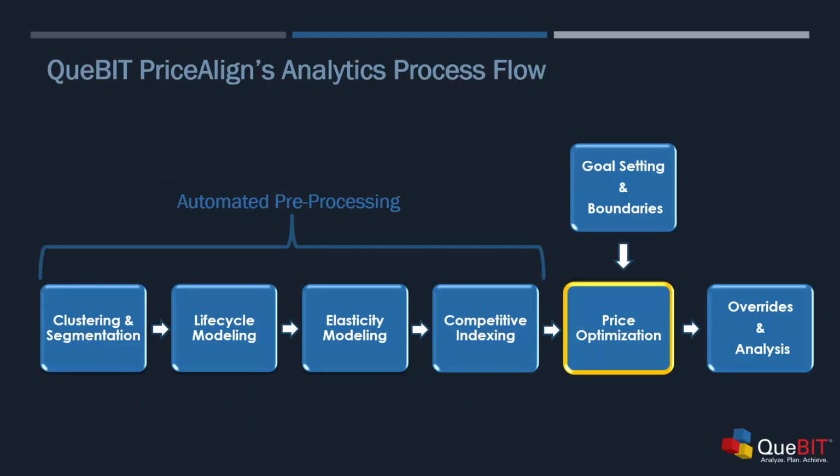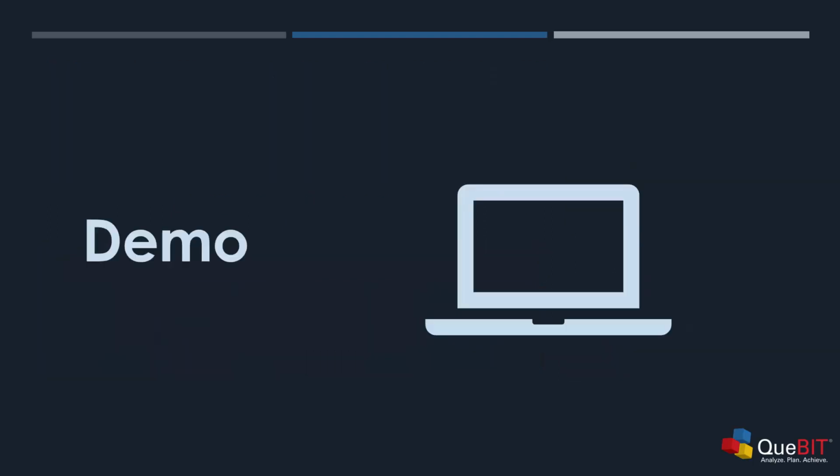So we'll be looking at the automated pre-processing steps around clustering and segmentation, lifecycle modeling, elasticity modeling, competitive indexing, setting goals and boundaries around your pricing, around margin and revenue and competitive pricing, running that price optimization, and then reviewing the results of that price optimization process with the ability to override prices and analysis. Let's go look at the demo.